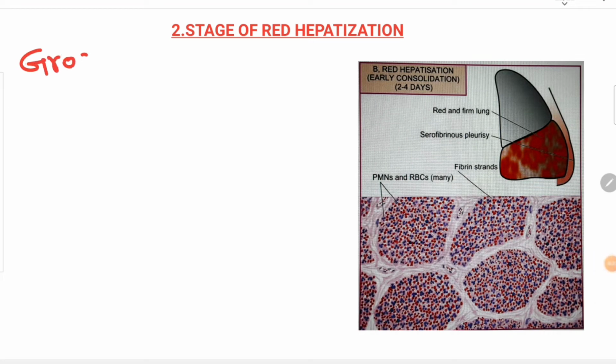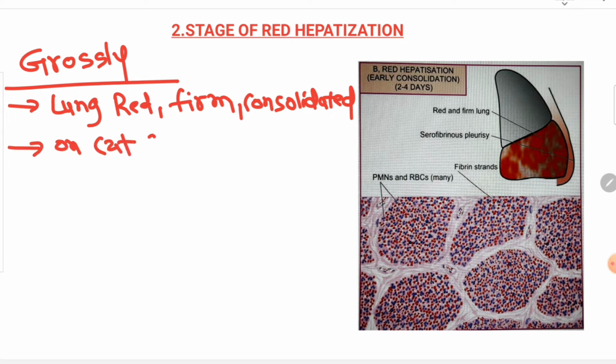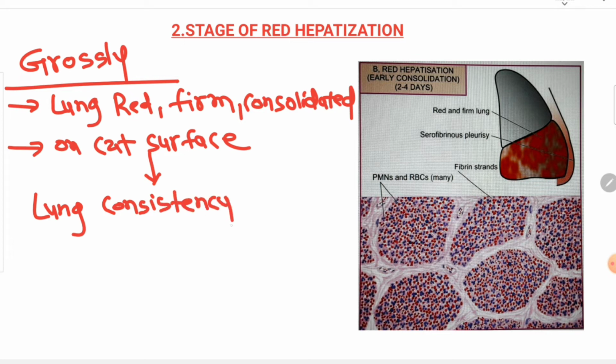Now, second stage of lobar pneumonia is the stage of red hepatization. So grossly, in this particular stage, lungs are red, firm and consolidated. The lungs were red in the first stage also, in the congestion, but here the lungs are firm, and on the cut surface, lung consistency of the affected lobe is very firm like that of liver. That's why the name hepatization is given.